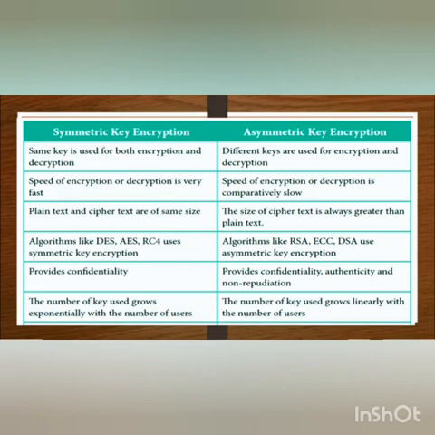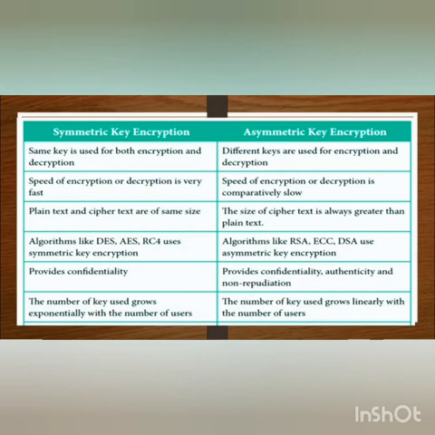The next difference is that it provides confidentiality. Symmetric key encryption provides confidentiality, but asymmetric key encryption provides confidentiality as well as authenticity and non-repudiation. Since we are using two keys, the hacker will not be able to hack the information. It is in a non-repudiation manner.